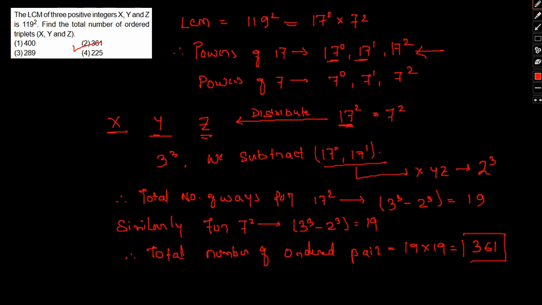So what we did was, initially we took the entire thing, all three powers, 2 cube, wherein we included 17 to the power 0, 17 to the power 1, and 17 to the power 2 as well. But then we subtracted these two cases because we don't need them here. We are only concerned with the power 2. So we subtracted the cases in which 17 to the power 1 and 17 to the power 0 are concerned, so 2 cube is subtracted. This is our final answer, option B.